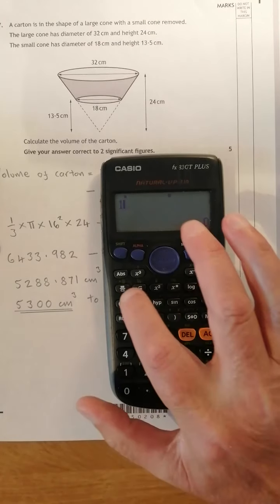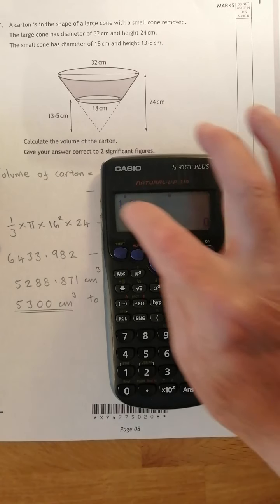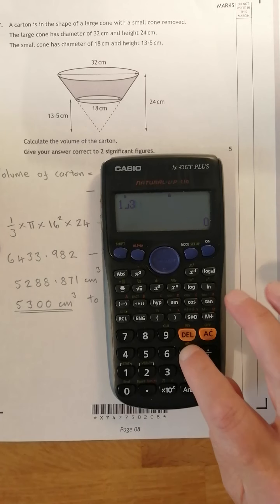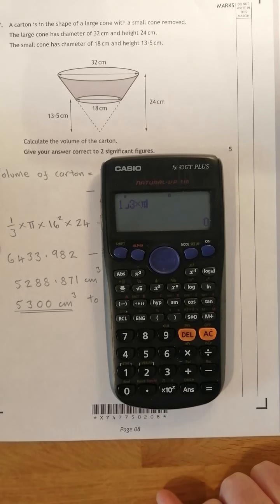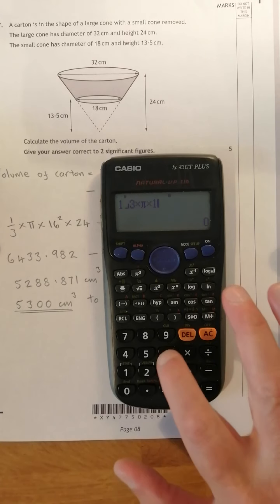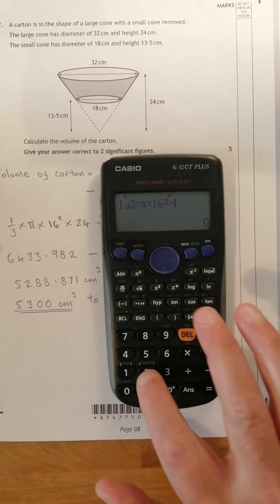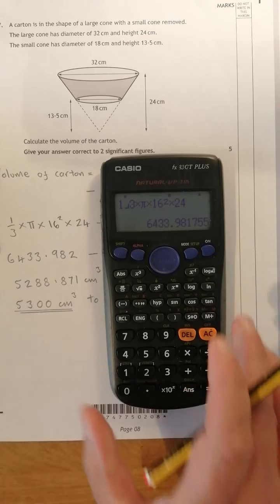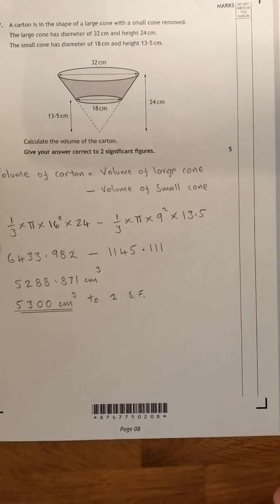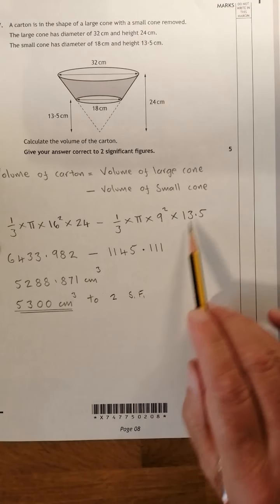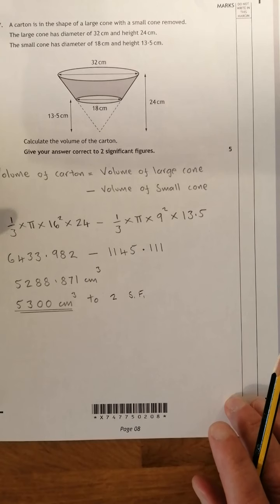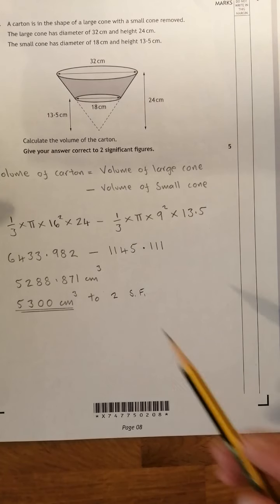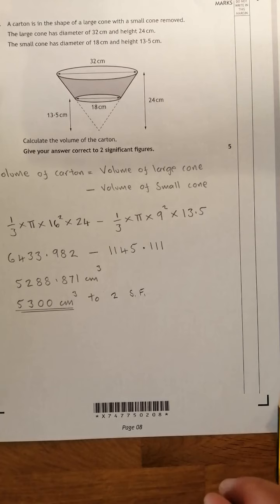So 1/3, I tend to have my fractions going that way, I prefer it that way, times pi, which is away down here in my calculator, times 16 squared times 24. Okay, 6433.9817. I've written 6433.982. I've just rounded that off to 3 decimal places. There's a similar calculation for that, and you get 1145.111.